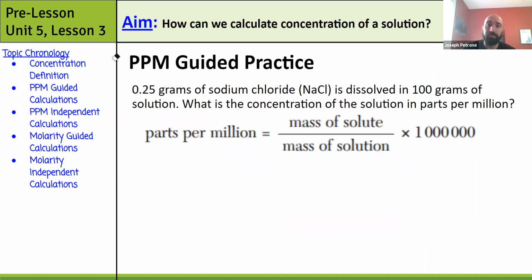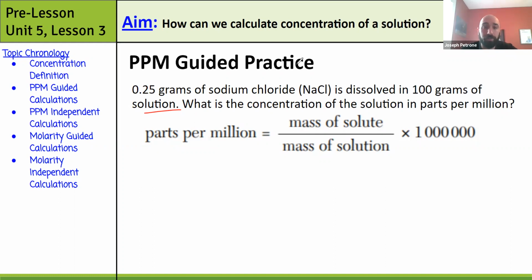So let's go through an example. You are given 0.25 grams of sodium chloride, NaCl, and it is dissolved in 100 grams of solution. What is the concentration of the solution in parts per million? So once again, we're going to look at our formula. Parts per million equals mass of solute over mass of solution times 1,000,000, 1 million.